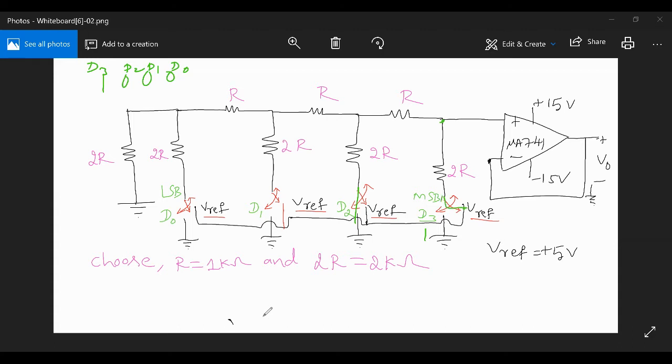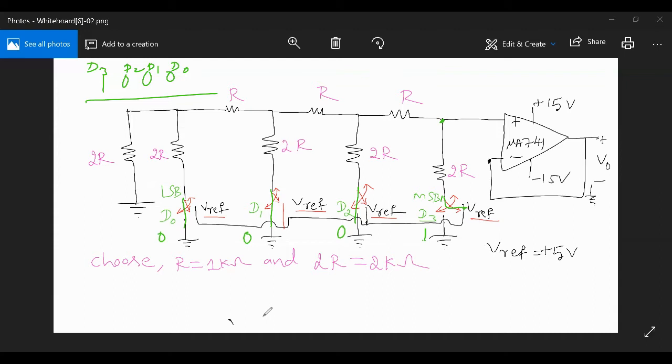Therefore, D3 is 1. D2 is connected to ground, therefore D2 is 0. D1 is connected to ground, therefore D1 is 0. D0 is connected to ground, so D0 is 0. So D3 is 1, D2 is 0, D1 is 0, D0 is 0. The same input is configured here. Now, we should calculate the voltage that appears at node A.